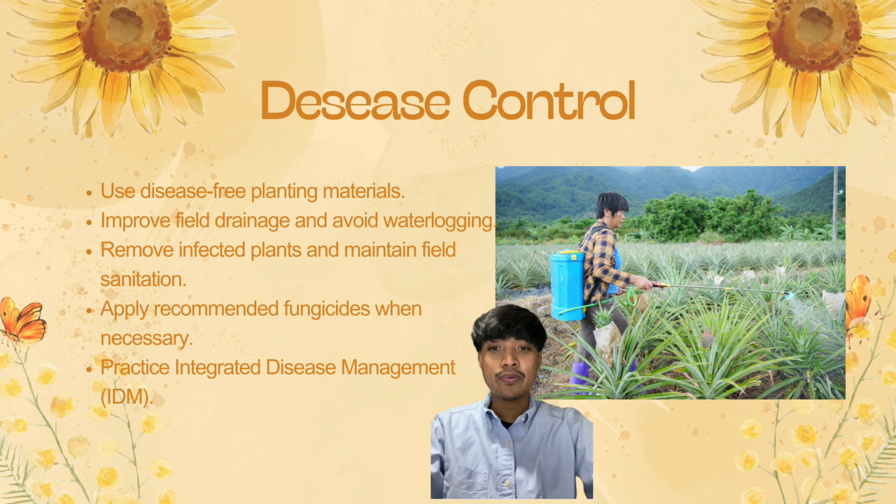So, there are several ways to control heart rot disease. First, farmers should use healthy and disease-free planting materials. And then, good field management is also important, such as improving drainage and avoiding waterlogged soil. Infected plants should be removed immediately to prevent the disease from spreading. Chemical control, such as fungicides, can be used if necessary, but it must follow proper guidelines. And lastly, integrated disease management, which combines all these methods, is the best way to control the disease.